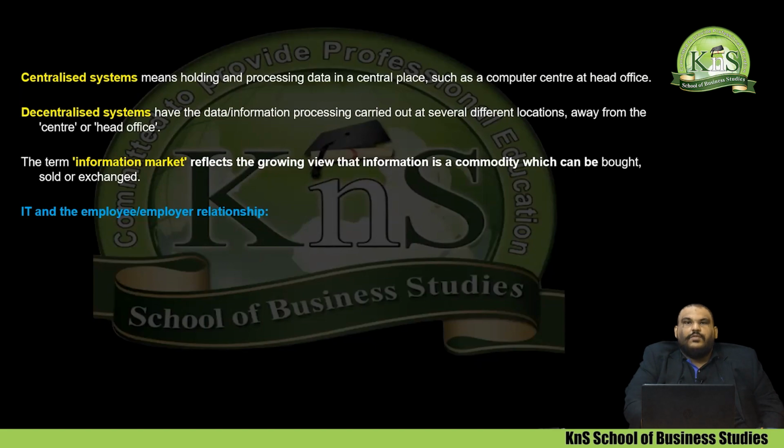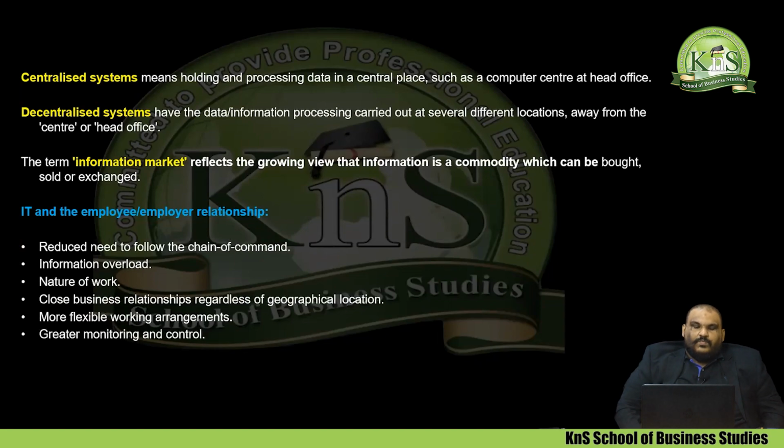Now let's look at how information technology affects the employee and employer relationships. As we discussed, there is a lesser need to follow the hierarchy, because with one email from the CEO everybody knows what they need to know. So there is less dependency on the supervisors and the managers, and there is no information overload. People only get the information they actually need. Like a factory worker does not need to know what the supervisor needs, or what the manager wants. They do not care about the information a director needs.